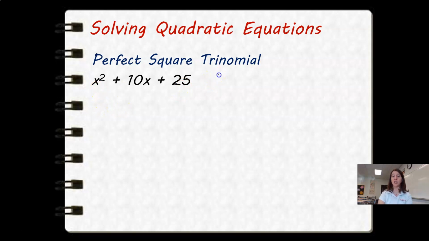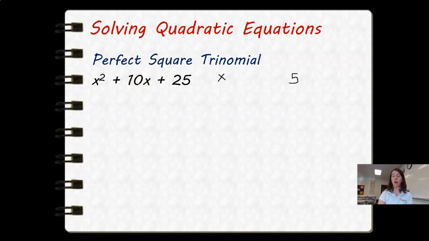The first and the last terms had to be perfect squares. What do I square to get to an x squared? It was an x. So the first term is a perfect square. The last term, what do I square to get to a 25? It is the number 5. So my first and last terms are perfect squares. Here's how I check the middle term.